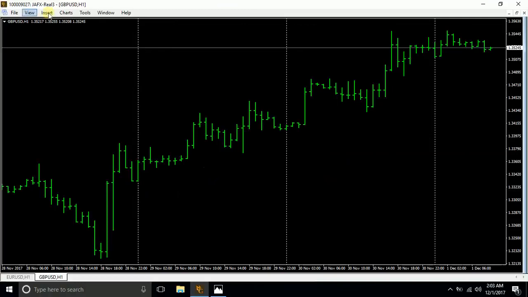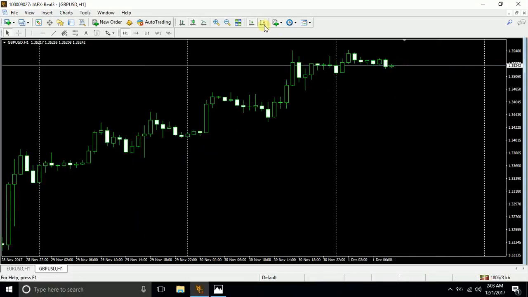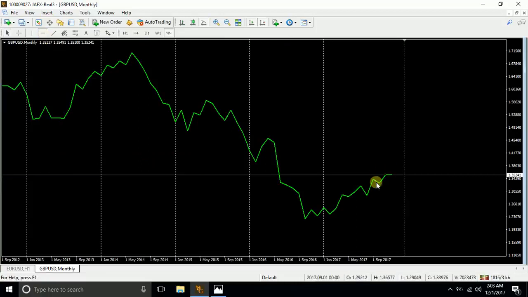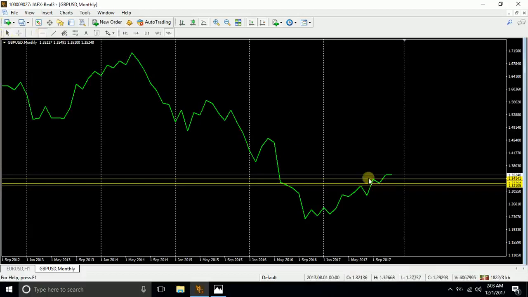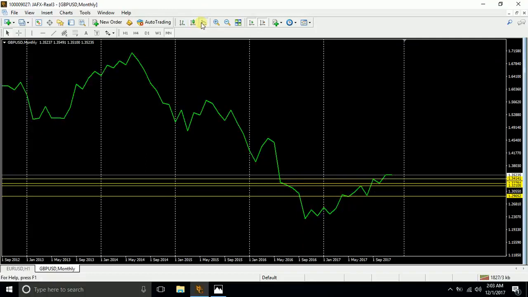Now we're looking at the pound dollar candlesticks, monthly, 4 pivots: 1, 2, 3, 4 candles.